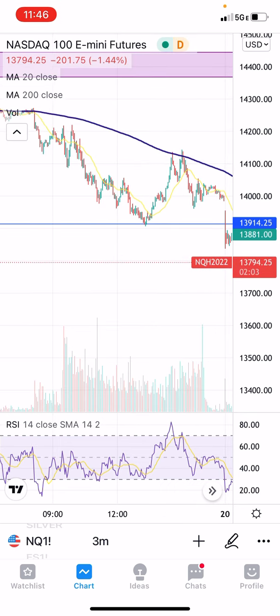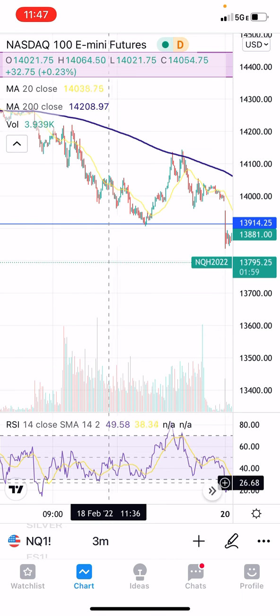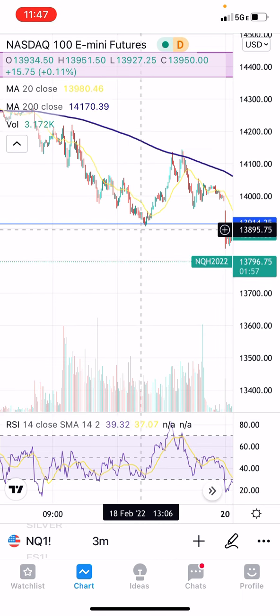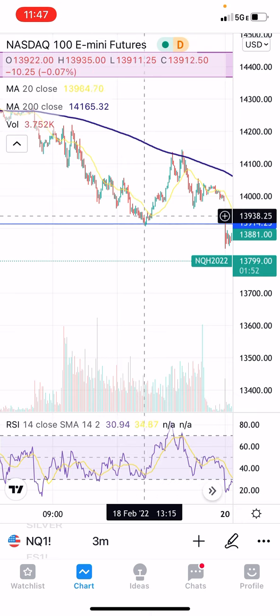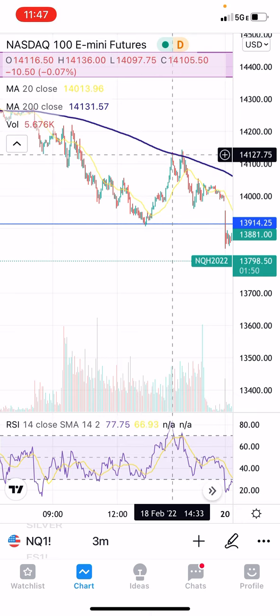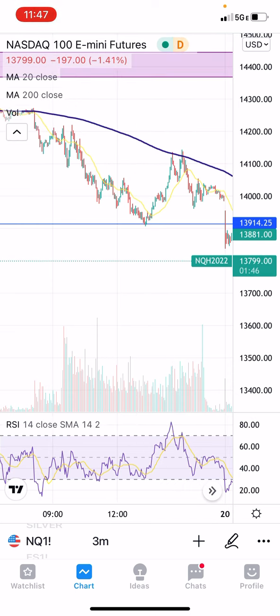Okay, so that's exactly what we did, right? We saw this bullish divergence here on the RSI, and we had the NASDAQ coming up to the support level here. We took it here, and then our target was that 200 period moving average, and you can see it almost perfectly rejected from that, right?